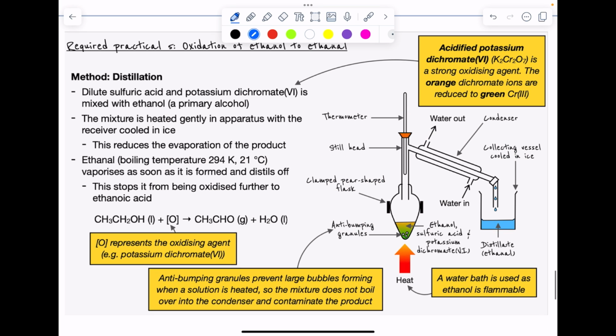I just want to show you a diagram from our beautiful revision guide that's available on the website. So a few things to notice with the apparatus. First of all, the water bath is used as opposed to a naked flame because that ethanol alcohol is highly flammable. We have anti-bumping granules present in the pear-shaped flask to prevent very large bubbles forming, which would potentially mean that the mixture boils over and contaminates our distillate, which is in this case the ethanal aldehyde. Here's the condenser with cold water running through it in order to help that ethanal turn from a vapor back into a liquid. Notice the colour change, and this is commonly used to differentiate a primary and secondary alcohol because you see a colour change from orange to green.